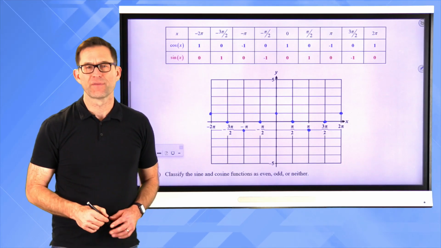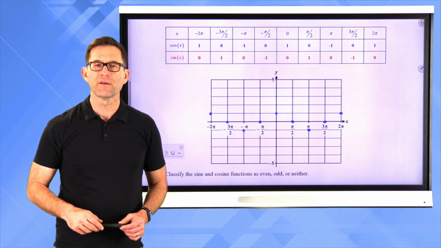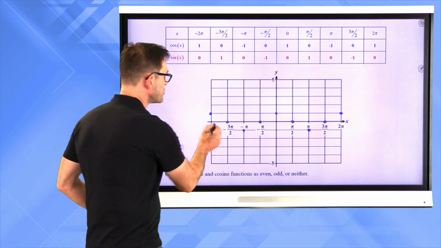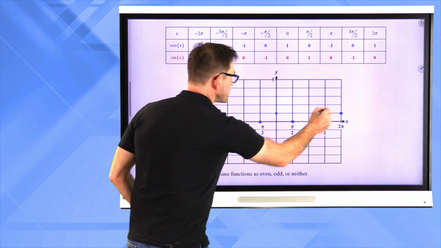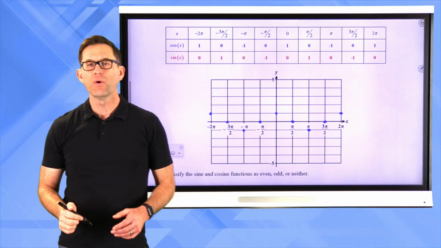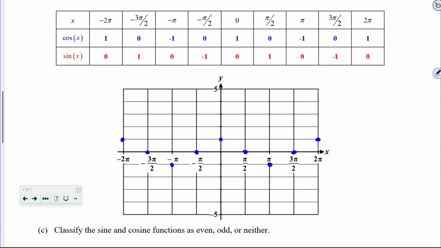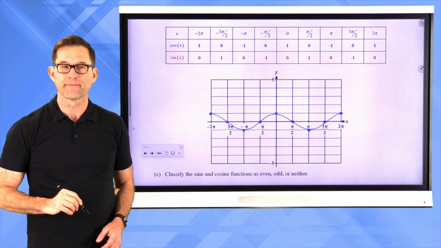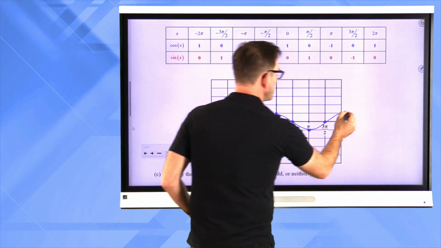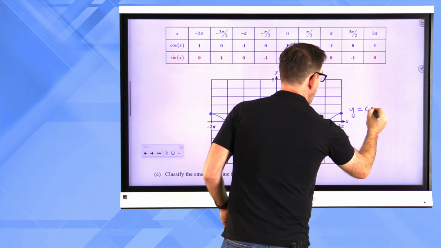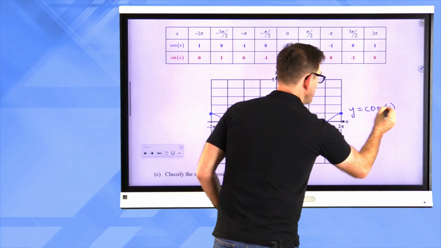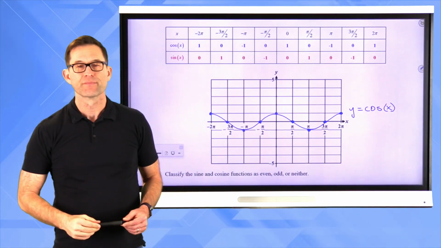Now, how do I connect these dots? Well, what I'm not going to do, even though it seems like I should be able to, is connect them with straight line segments. I don't get what's called a sawtooth function. I get something that looks like some parabolas that are sort of inverted like that. All right, so that is y equals the cosine of x.